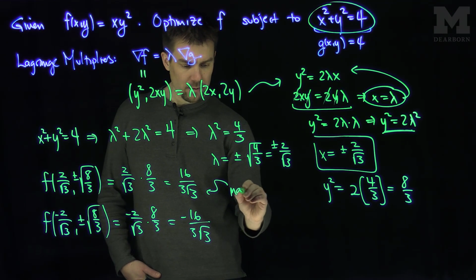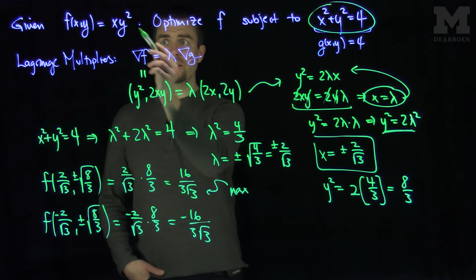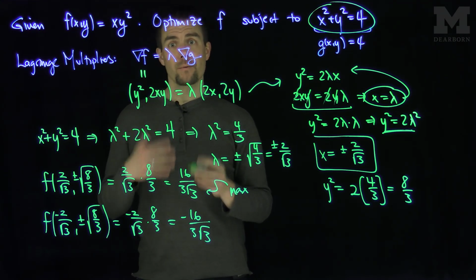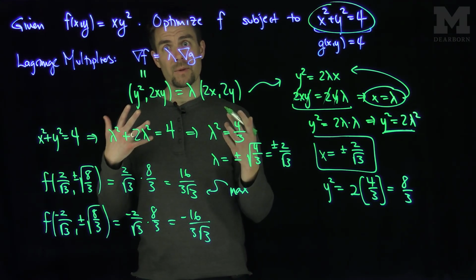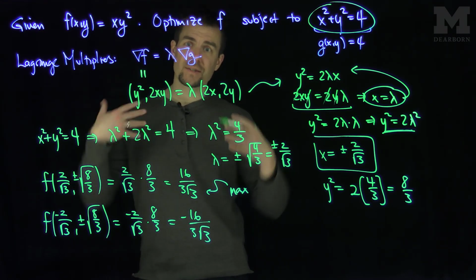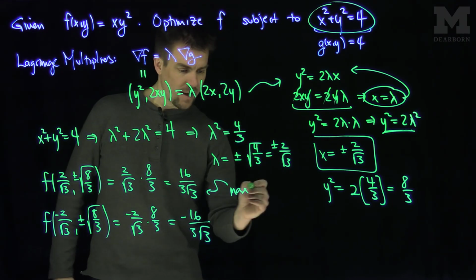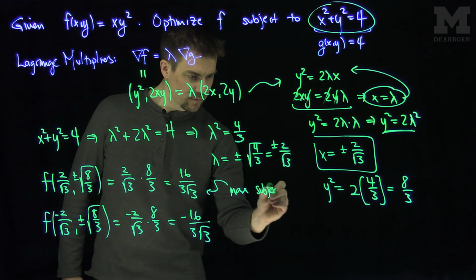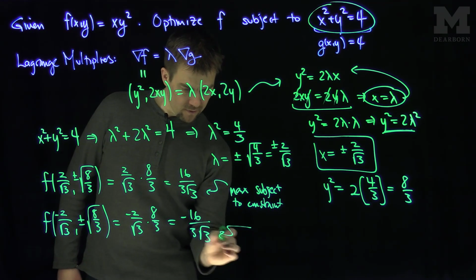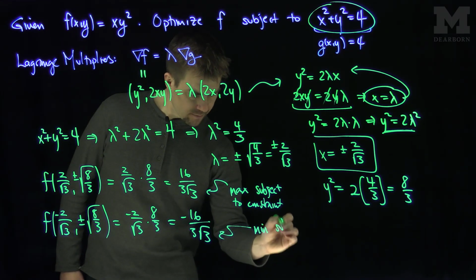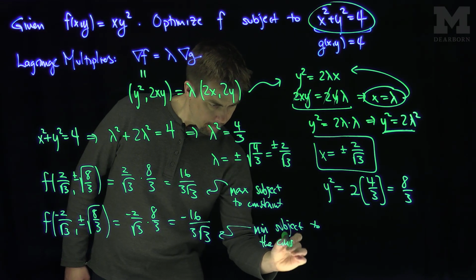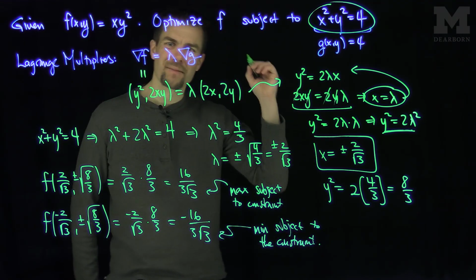So the positive value is going to be the maximum. Now you might say, what about 0? Well, if we plug in 0 over here, I'm going to get a value of 0. And clearly, 16 over 3 root 3 is larger than 0, so that's going to be the maximum value. And negative 16 over 3 root 3 is definitely smaller than 0, so that will be our minimum subject to the constraint. That's the max subject to the constraint, and this value over here is the minimum subject to the constraint. Thank you very much.